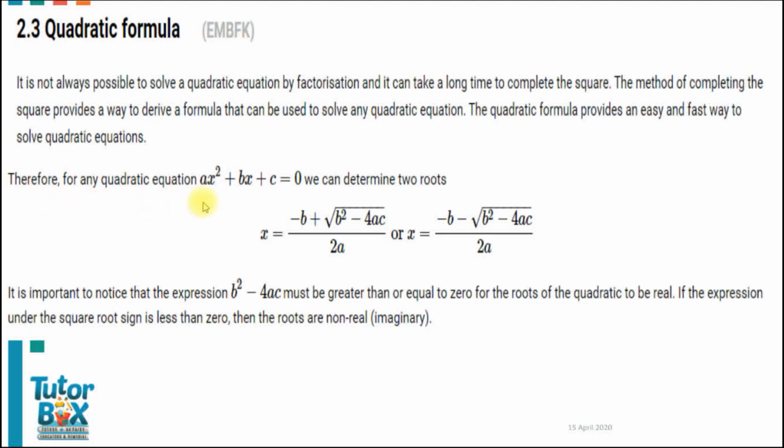So for any quadratic equation, ax squared plus bx plus c is equal to 0, we can determine the two roots. You can get x is equal to minus b plus the square root of b squared minus 4ac all over 2a, or x is equal to minus b minus the square root of b squared minus 4ac all over 2a.